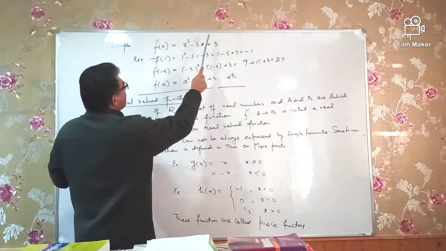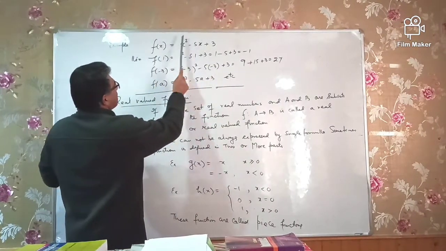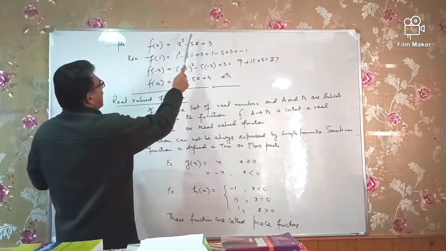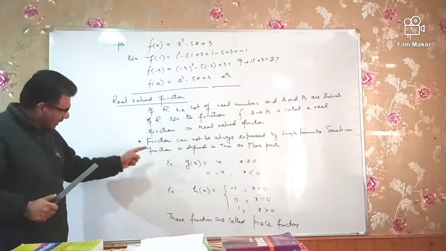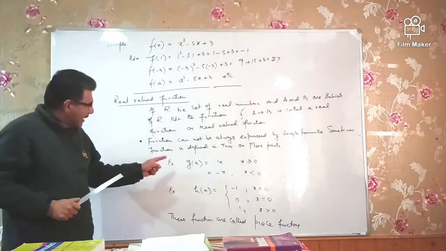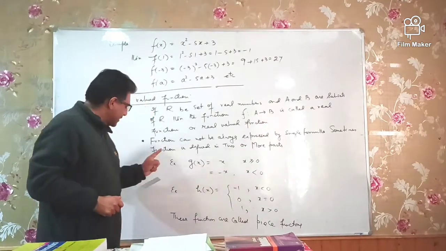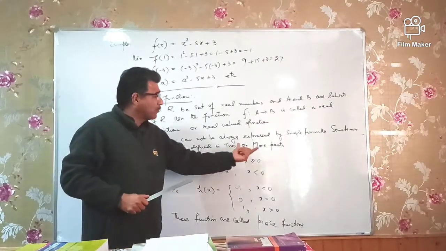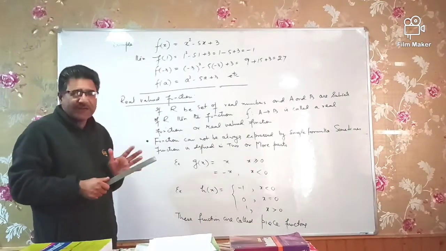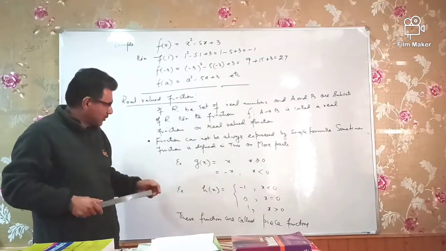ये जरूरी नहीं है कि मैं फंक्शन को सिंगल तरीके से एक्सप्रेस करूंगा. I can express in different ways. उसके लिए मैंने दो एग्जांपल्स दिए हैं. यानी फंक्शन cannot be always expressed by a single formula. Sometimes function is defined in two or more parts. हम उसको bifurcate कर सकते हैं, separate कर सकते हैं into the parts.